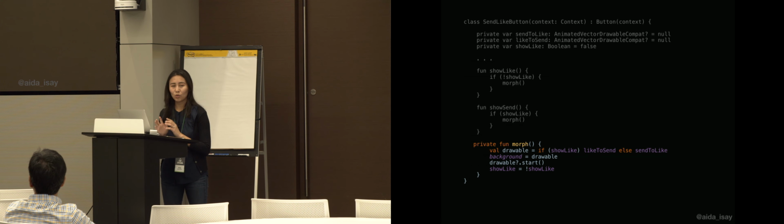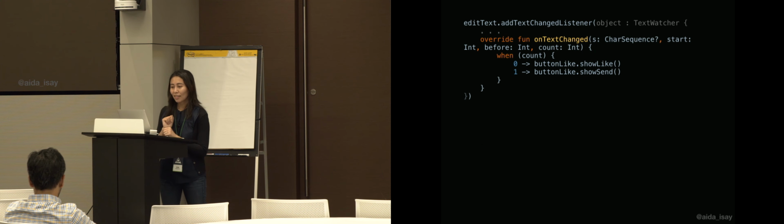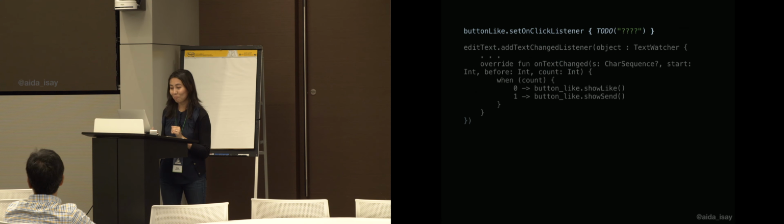And then here in Morph, you do some cool animation, change it from red heart to send icon, from send icon to red heart. And then in your calling class, you would set the methods in your text watcher. Like if the number of characters is 0, most likely you need to display the red heart. And if it's 1 or more, you would display the send icon with the cool animations.